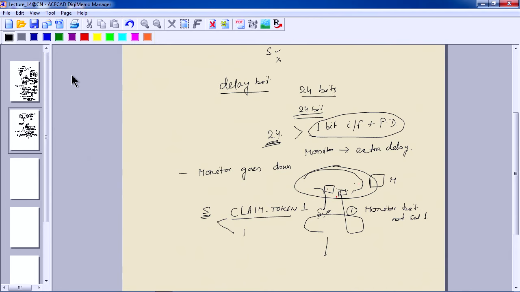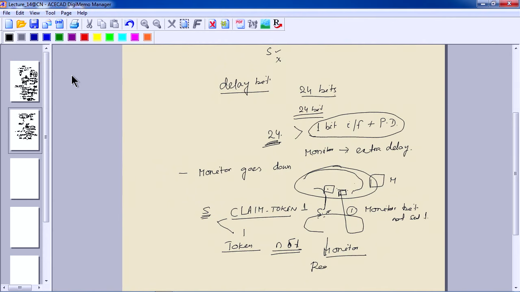This will be the case when the token is not generated for a longer time, which is equal to n delta t. Then the monitor understands that the sender or the token holder has gone down and it has taken the token along with it. So, now again the monitor regenerates the token.